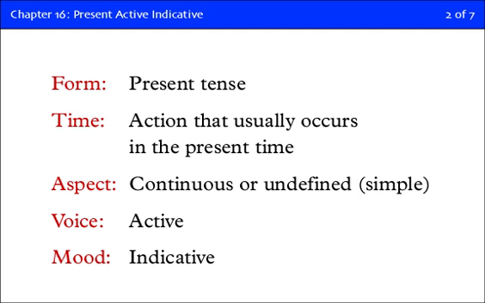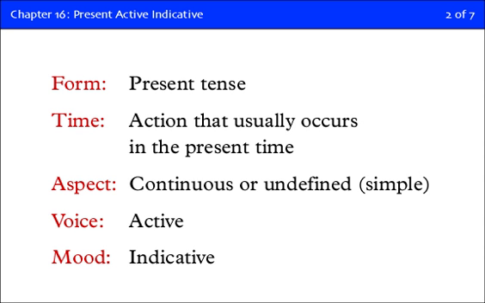And what we will see is that a verb that's in the present tense describes an action that usually, not always, but usually occurs in the present time. And as far as the aspect of a present active indicative verb is concerned, guess what? You have a choice. The verb can be either translated as a continuous, I am studying, or as the simple I study. Now, how do you know which one is right?